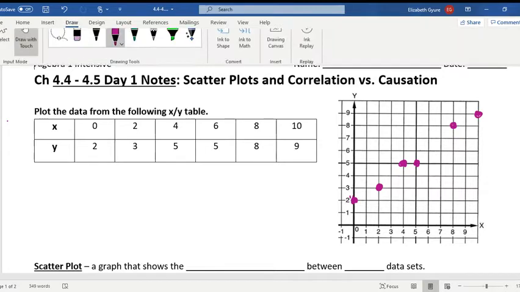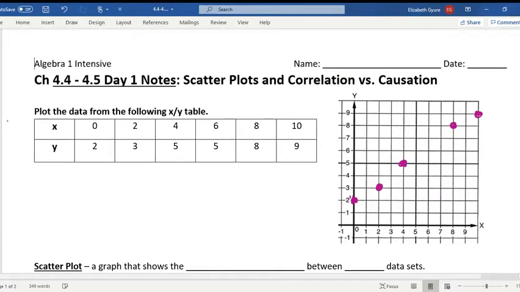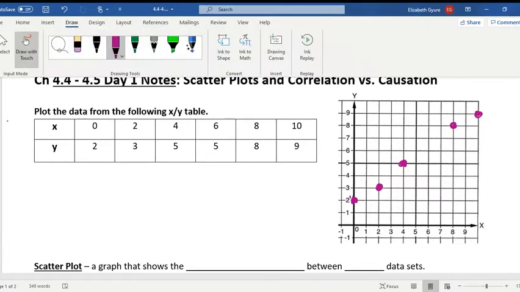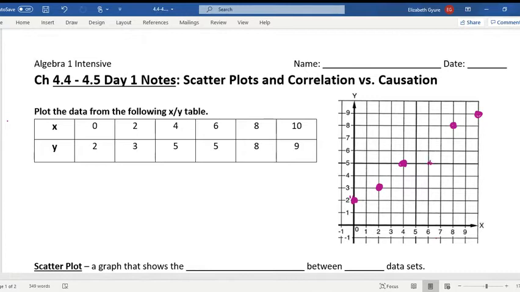Oh, you're right. I put it in the wrong spot. Thanks for telling me. I think that's when I choked. That should be right 6, up 5. There we go. That looks better.